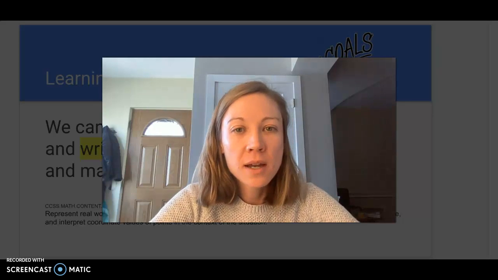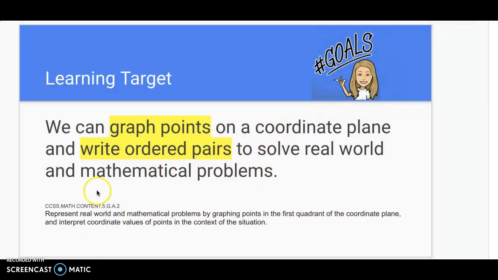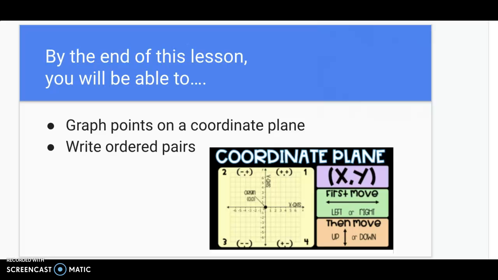All right, we're going to start out, and I'm going to show you the lesson. Today, we are going to be graphing points on a coordinate plane and writing ordered pairs to solve real-world and mathematical problems. So that is our learning target today. By the end of this lesson, you will be able to graph points on a coordinate plane and write ordered pairs. Let's jump right in.